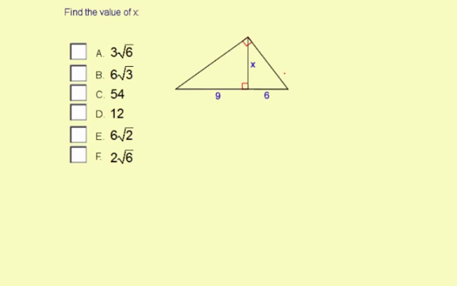Find the value of x. So we have 6 and x and then 9 labeled in the right triangles. This picture represents three right triangles in one.